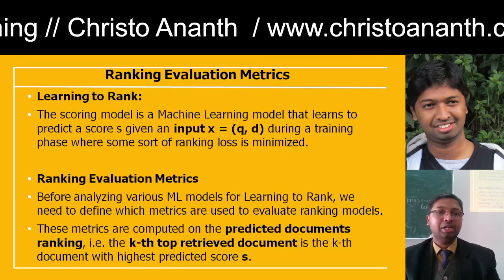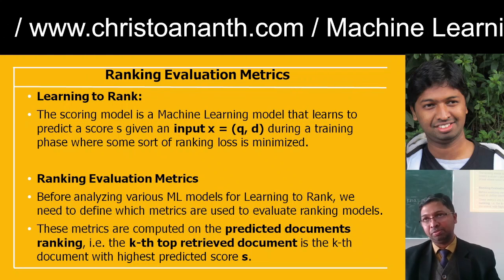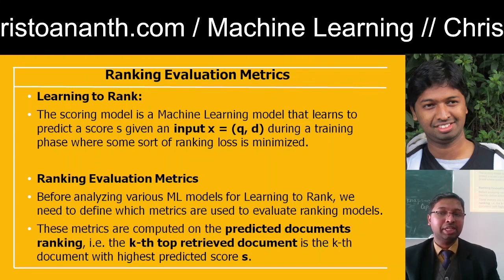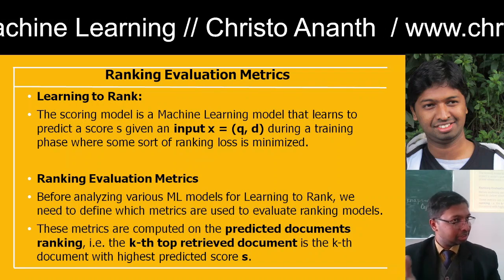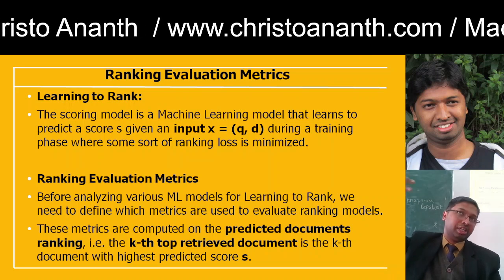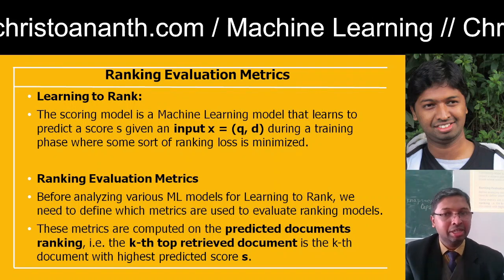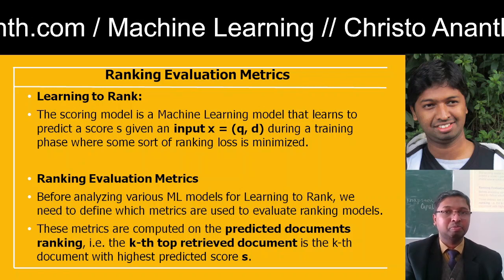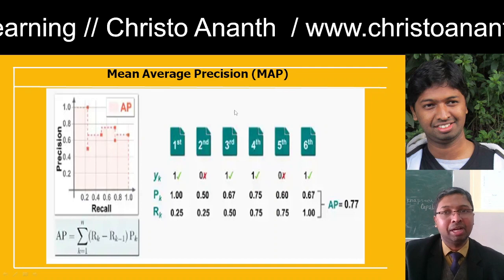Okay, and you can also go with ranking evaluation metrics, where you define the metrics in order to evaluate the ranking models. These metrics you can compute based on the predicted document ranking, maybe the kth top retrieved document that you will go with. So that will have the predicted score. This is the mean average precision, that's MAP.